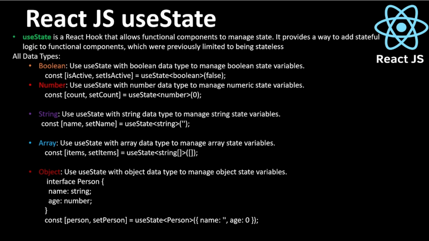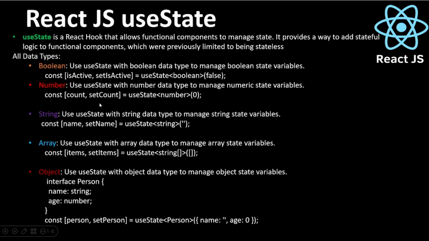const isActive, setIsActive. So useState takes two arguments, isActive and setIsActive. And then here is the Boolean, either true or false. So now initially I'm going to keep it false.